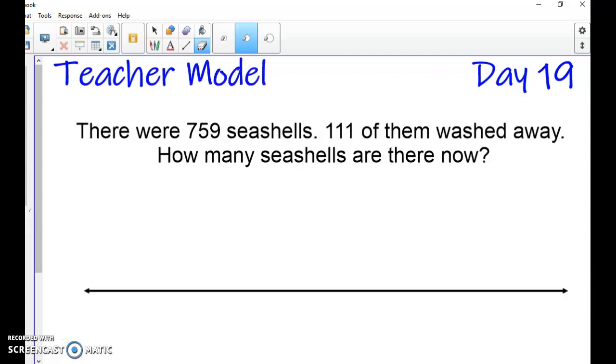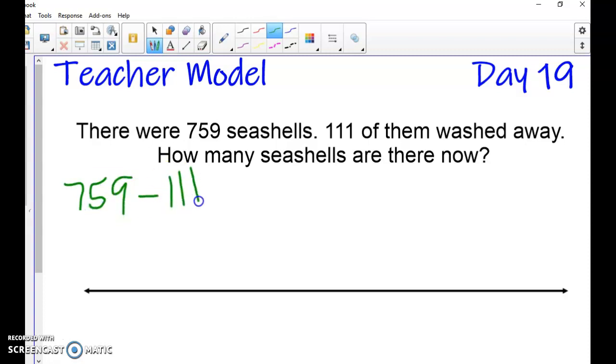Let's get started. There were 759 seashells. 111 of them washed away. How many seashells are there now? I need to make an equation. So my equation will be 759 minus 111.